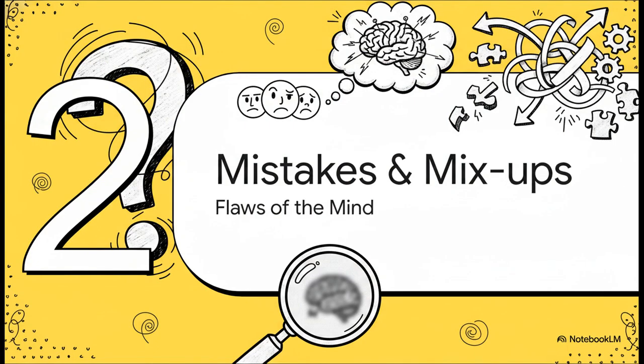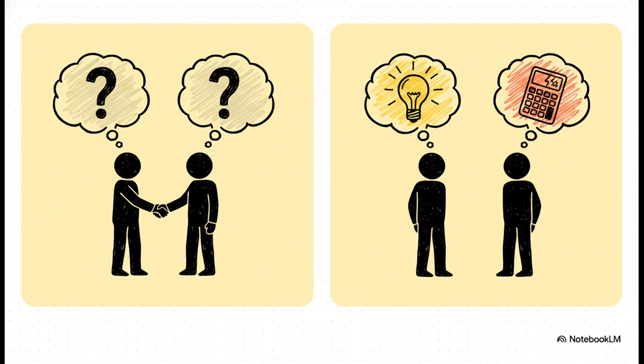Moving to Section 2, mistakes and misunderstandings, flaws of the mind. So imagine both parties share the exact same wildly wrong belief about a core fact of their deal. That's a mutual mistake, and it usually means the party getting the raw end of the deal can void the contract. Pretty straightforward, right?